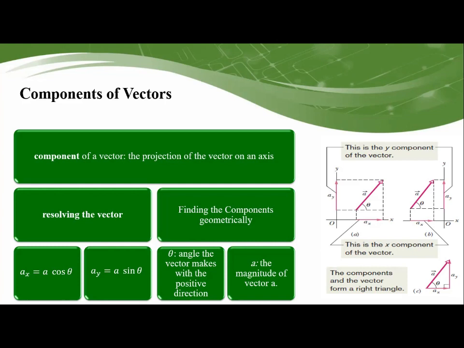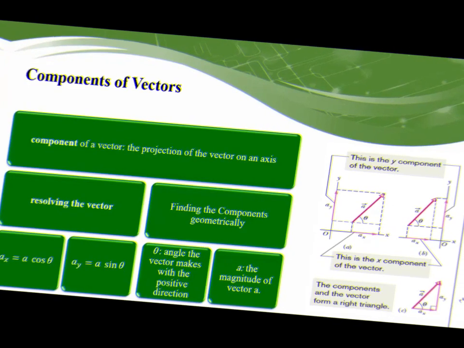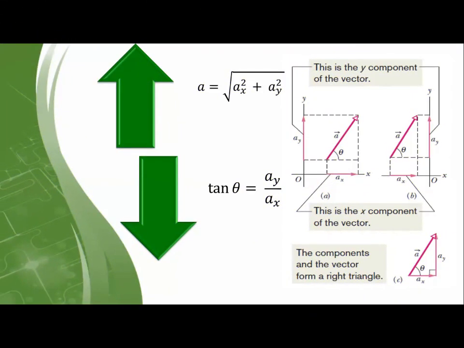As figure parts A and B show, if you shift a vector without changing its direction, its components do not change. We can find the components of A in figure part A geometrically. From the right triangle, Ax equals A cosine theta and Ay equals A sine theta, where theta is the angle that the vector A makes with the positive direction of the x-axis, and A is the magnitude of vector A.